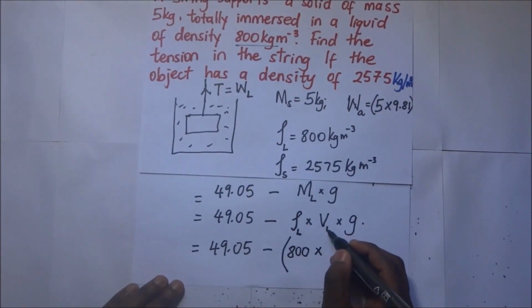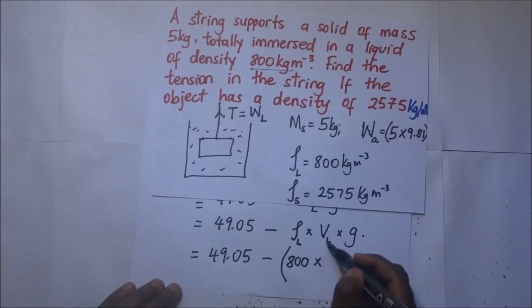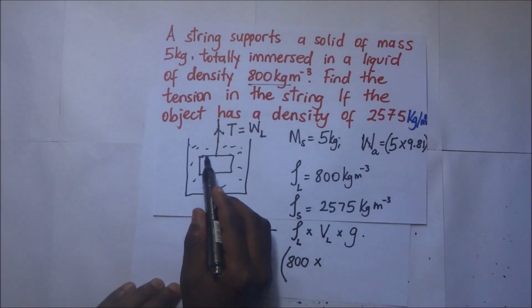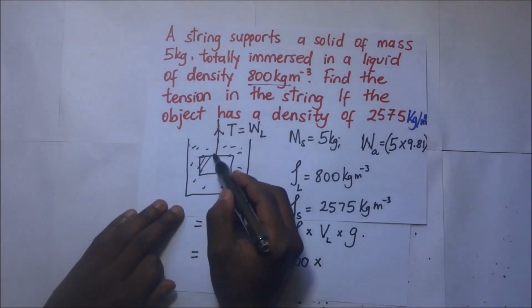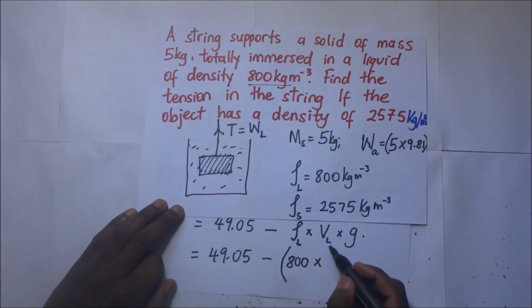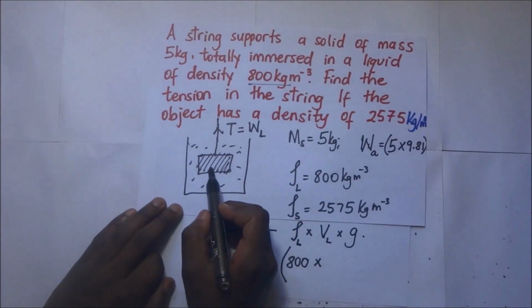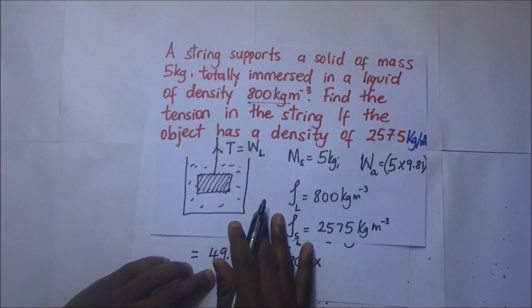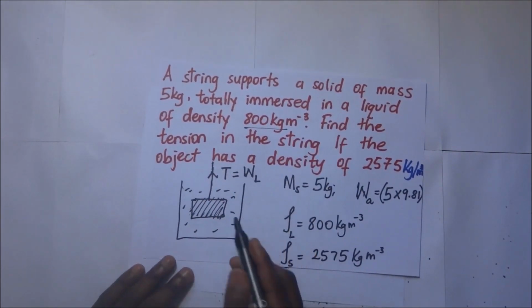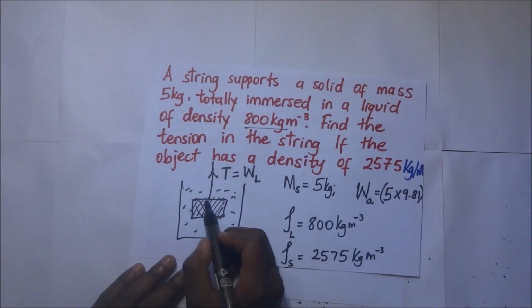Multiply that by the volume of the liquid. Of course, the volume of the liquid that has been displaced is the same as the volume of the solid itself. So if we get the volume of this solid, then we know the volume of the liquid that has been displaced. So now what's the volume of this solid? The volume of this solid, according to our question, has not been given to us directly, but we have some information that can help us get the volume of this solid.